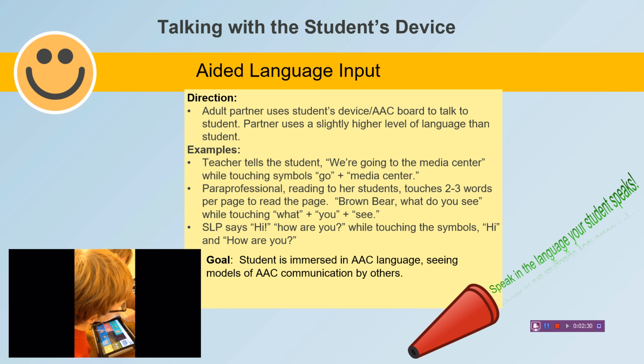During book reading, the paraprofessional might touch 2 to 3 words per page as she's reading the book out loud. For example, in Brown Bear, as she turns each page, the paraprofessional might touch on the device the words what, you, and see to go along with the story that she's reading. Another example would be the SLP, or maybe an administrator in the office, saying, hi, how are you, to the student, and then touching the symbols on the student's device that say hi and how are you.